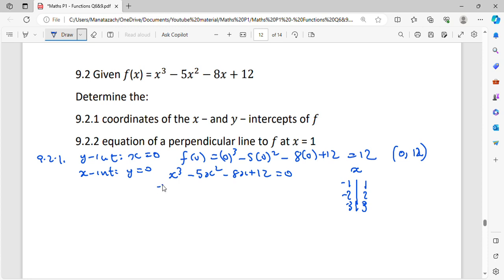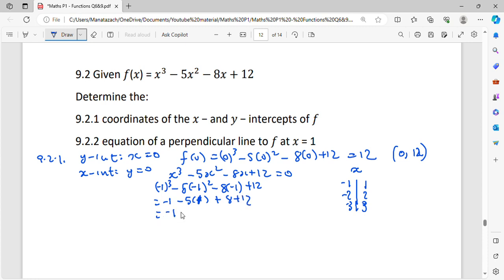Okay, if you replace x by -1, let's see if it's going to give us a 0. If it does give us a 0, then x plus 1 would be a factor. So here it works out as -1 minus 5 times 1, this one will be plus 8 plus 12.